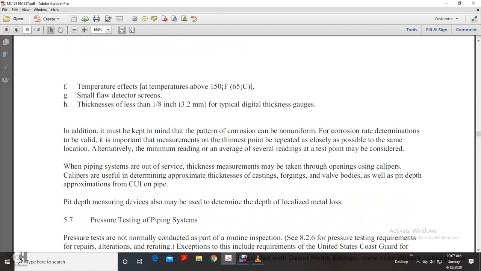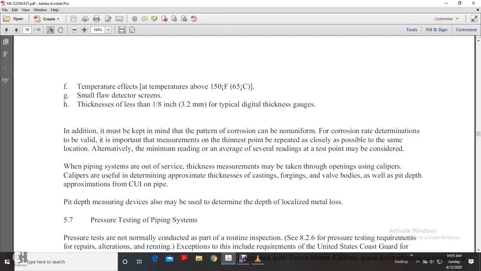In addition, it must be kept in mind that where the pattern of corrosion is non-uniform, for the corrosion rate determination to be valid, important measurements must be repeated as closely as possible at the same location. An alternative to the minimum reading is the average of several readings. This approach may be conservative when piping systems are out of service.